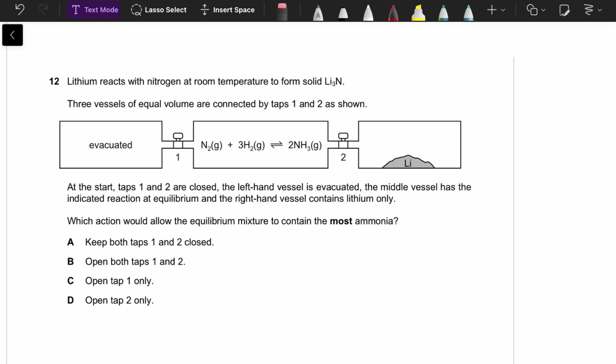Question number 12. Lithium reacts with nitrogen at room temperature to form the solid with the following formula. 3 vessels of equal volumes are connected by taps 1 and 2. At the start, taps 1 and 2 are closed.